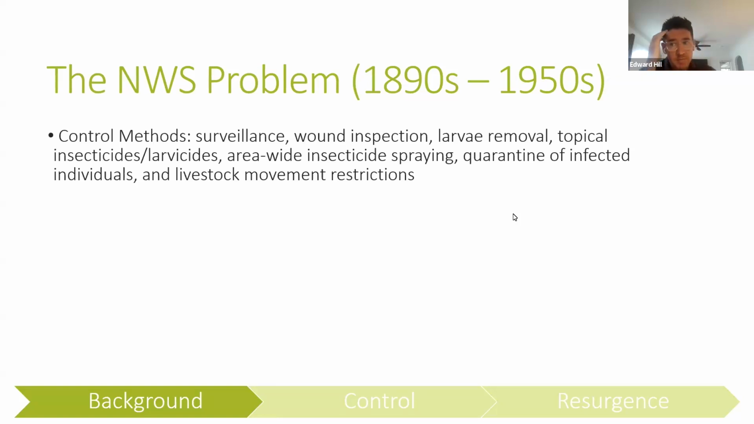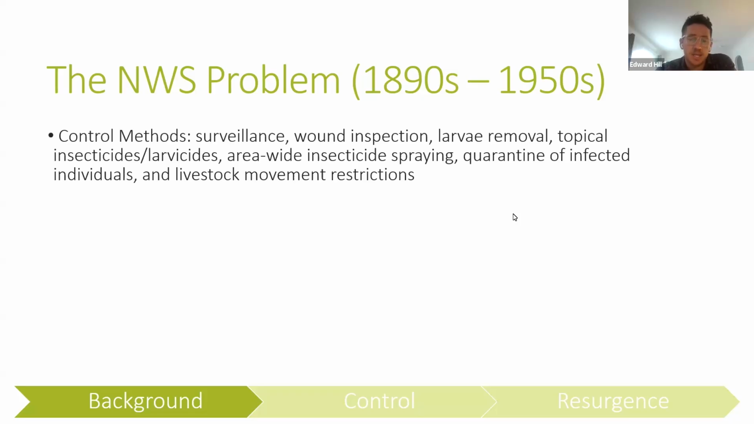So, as I've hopefully impressed upon you all, this New World screwworm is a severe, or can be a severe and invasive disease that can cause a lot of harm. And it was a big problem in the 1890s and through the 1950s, particularly in the cattle industry. There were a bunch of different control methods that people were using at the time: surveillance, wound inspection, just removing the larvae, insecticides, larvicides, quarantining, and just generally restricting the movement of livestock.